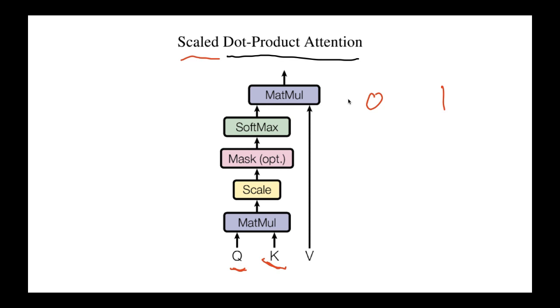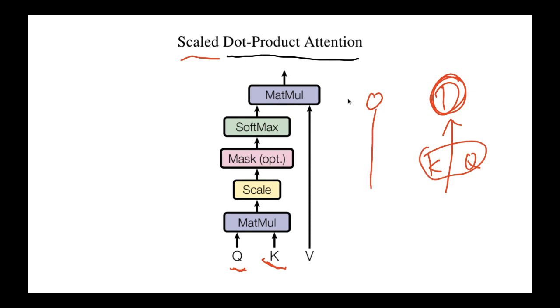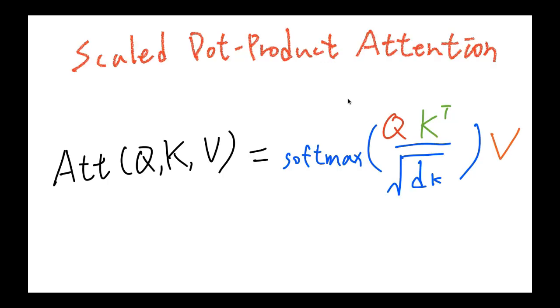And if they are compatible, then they have a high value of dot product, which means the value corresponding to this key and the query will have a high importance. If they are not really compatible, then the importance assigned to this value will be very low. Okay, so let's formalize this a little bit more.